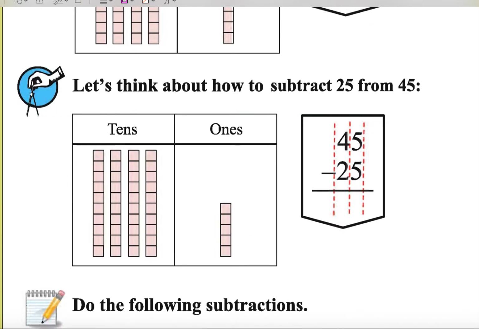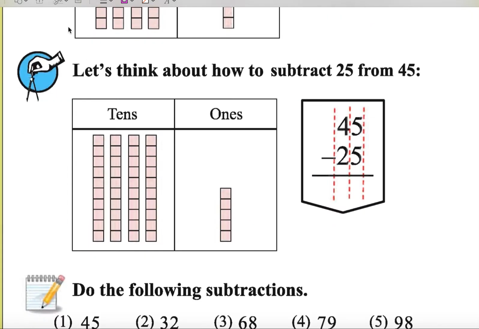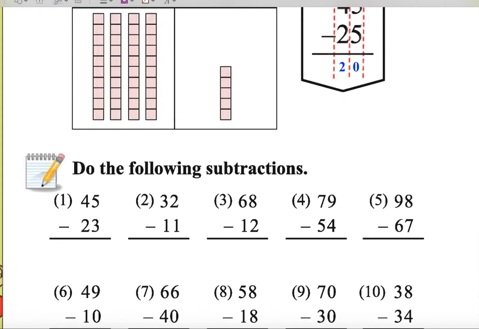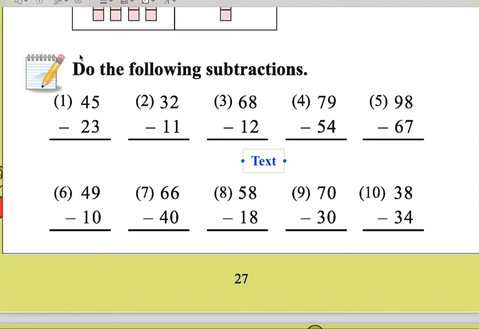Let's think about how to subtract 25 from 45. That is also pretty simple. 5 minus 5 is 0, 4 minus 2 is 2. We followed the same method, right? There is no ambiguity here. Do the following subtractions. 5 minus 3 is 2, 4 minus 2 is 2, 22. What about this? 2 minus 1 is 1, 3 minus 1 is 2.